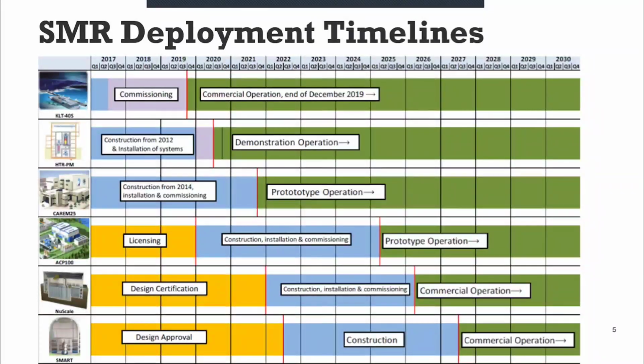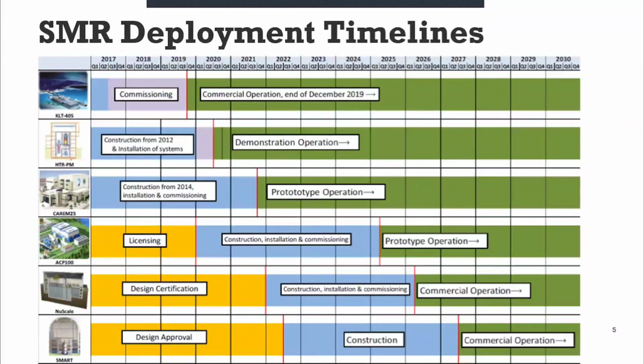We have the licensing and deployment of small modular reactors at different stages, such as commissioning, design certification, design approval, and so much more, licensing and so on. We have approximately 93 small modular reactors which are in different stages around the world. So there's hope that small modular reactors will be a sustainable source of electricity in the coming century.